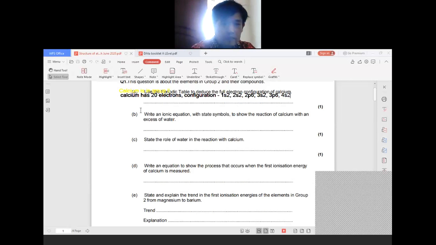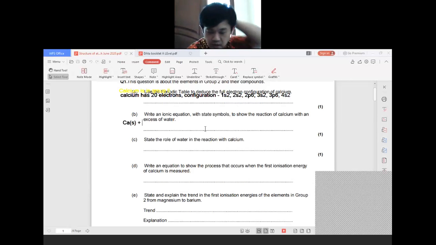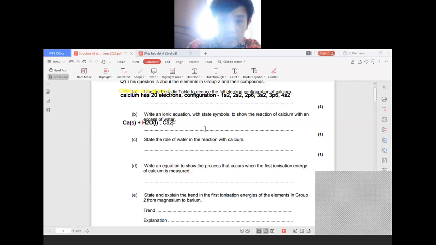Okay, for an excess of water, we have to write here calcium is solid, and then plus, because it's an ionic equation, we know water cannot be ionized. Why? Because water is a liquid, and then it will become a calcium ion. Calcium ion is calcium 2 plus.